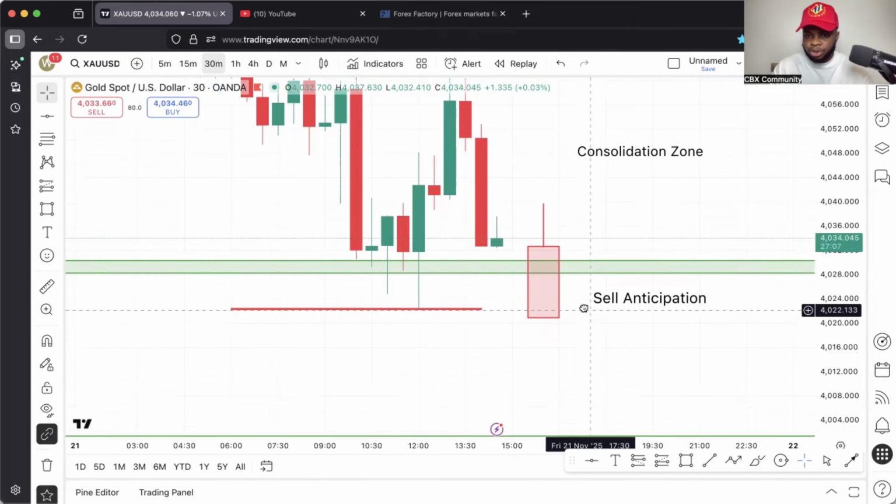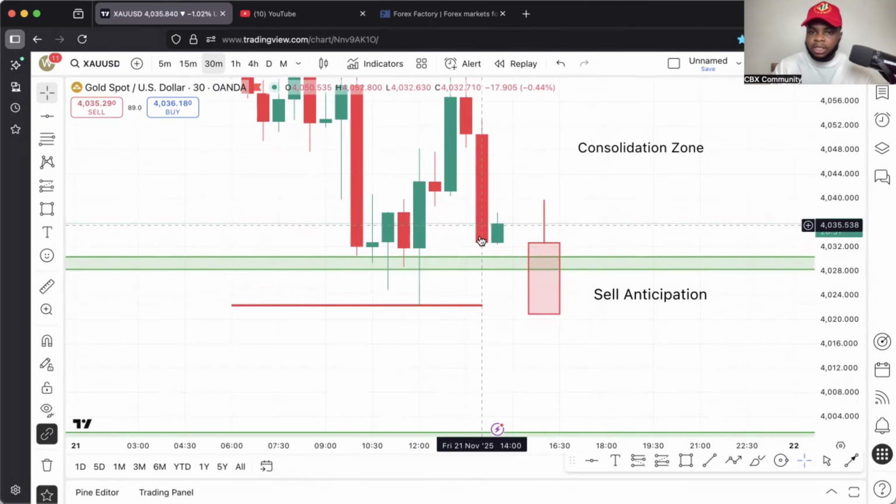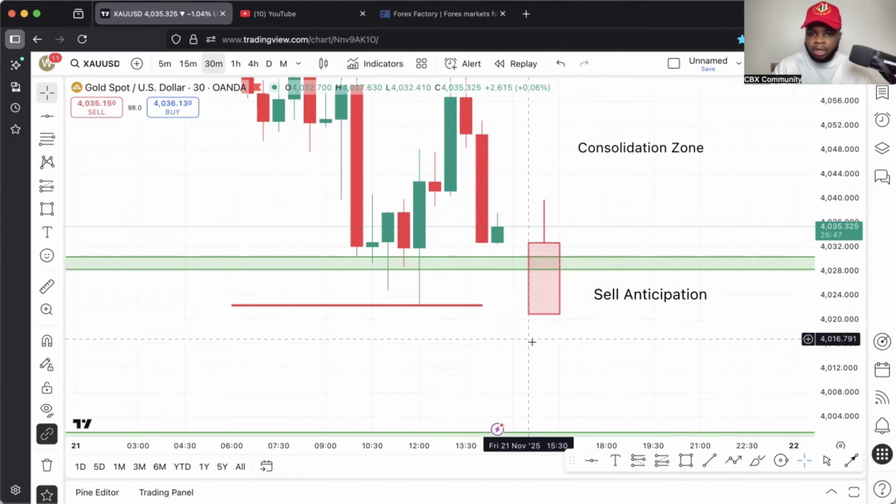We are anticipating this recent 30 minutes candle to give us a formation of candles like this, where this is the wick and this is the body, by which the body of this candle will have to break the low of this bearish candle for the trade to keep coming down.